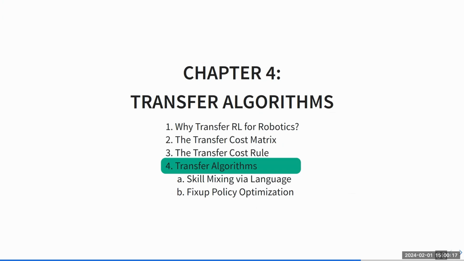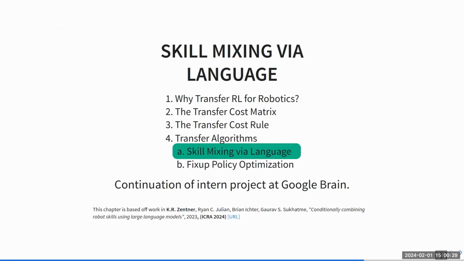All right, so done talking about the transfer cost rule. Now I want to talk about one, potentially two, so probably one, transfer algorithm, where we are going to mix together skills using language. This is going to be presented at ICRA in April, I think. It doesn't matter. Okay, anyway, moving on.